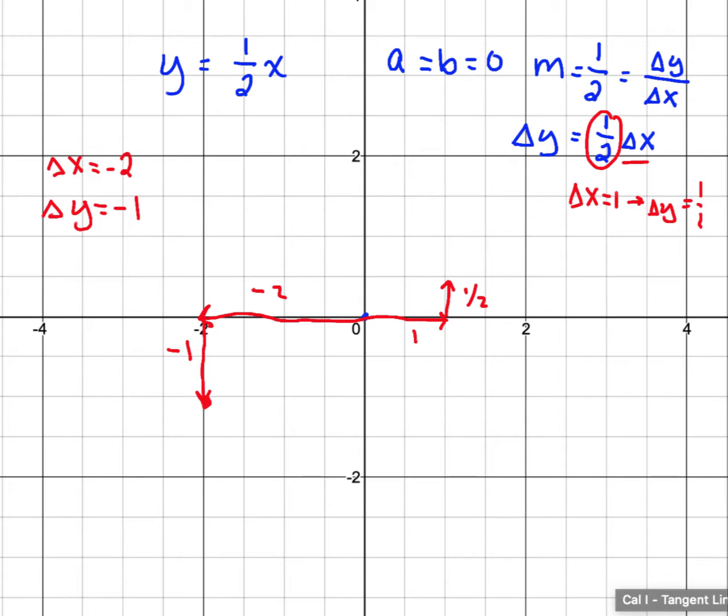And of course, I go through the same process and pick all sorts of points. If I go, say, 1/2 unit in the positive x direction, then I would go 1/2 times 1/2, so 1/4 unit in the y direction. Or if I went -1 in the x direction, I would go -1/2 in the y direction.